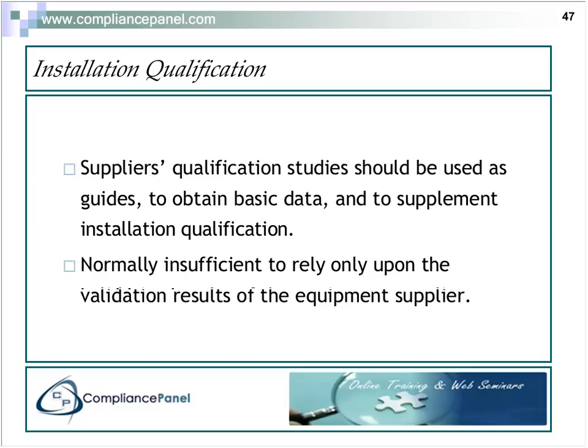Oftentimes we do use supplier qualification studies to obtain some basic data and supplement our installation qualification. However, normally it is insufficient to rely only on their validation results for the IQ. We must perform our own IQ at our site. And even if we move the equipment inside the facility, we may need to revalidate, even if we move that equipment 5 feet.